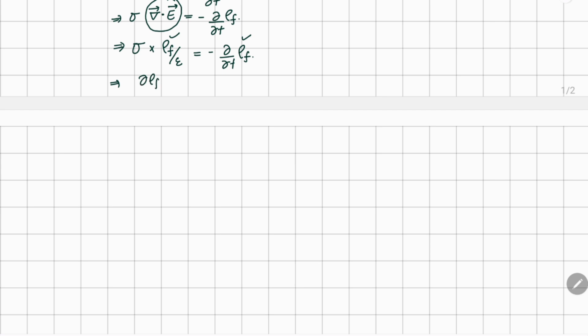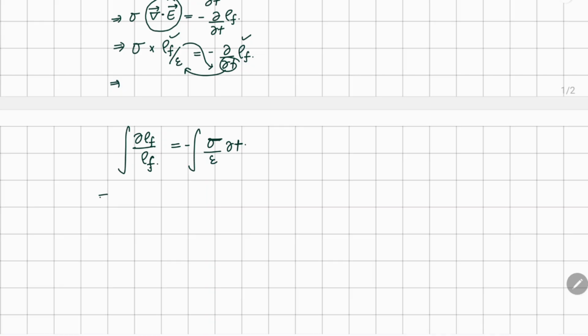Let me write on this page: dou rho_f by rho_f equals minus sigma by epsilon dou t. I took this dou t to the left side, and this rho_f here, because I'm trying to separate the variables. Now we don't have any option other than integration, so I'll integrate it.